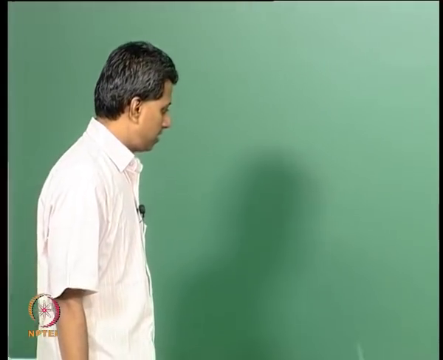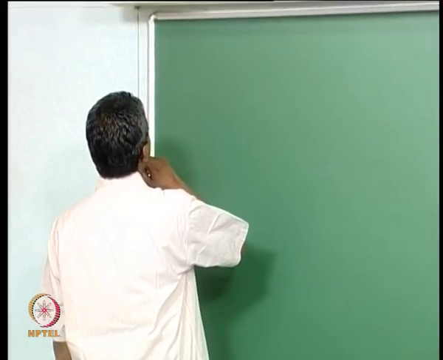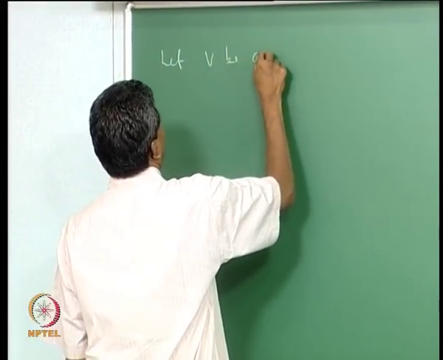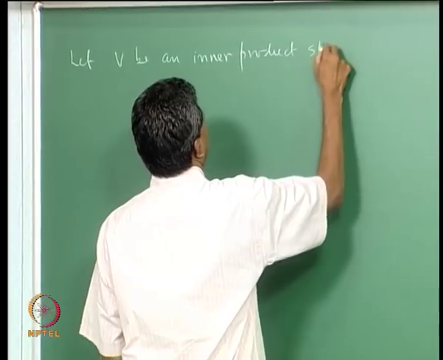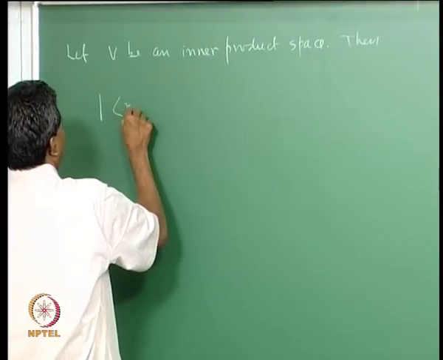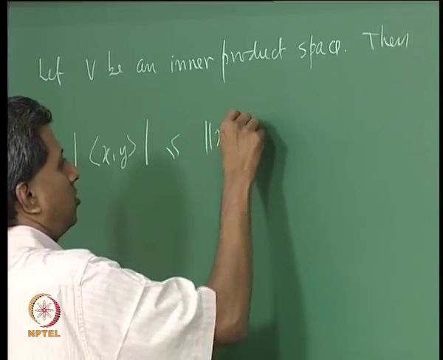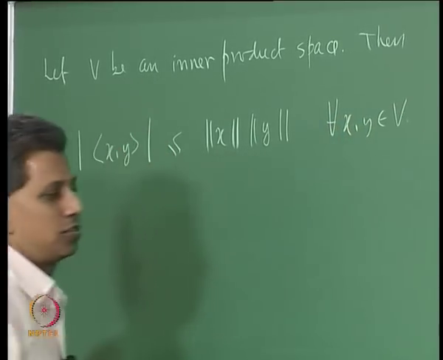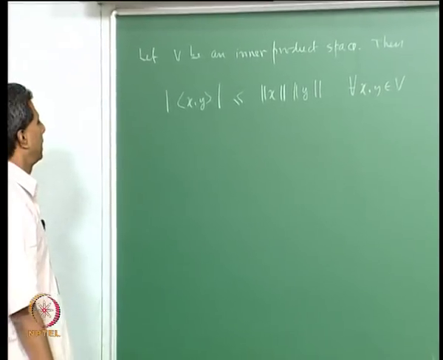Okay, let's also recall the Cauchy-Schwarz inequality. I want to give two examples. Cauchy-Schwarz inequality in an inner product space: the modulus of the inner product of x and y does not exceed the product of the norm of x and the norm of y. This is true for all x, y. The norm on the right-hand side comes from the inner product. Okay, so let us just remember that again.